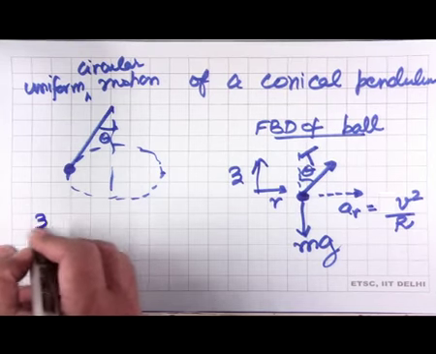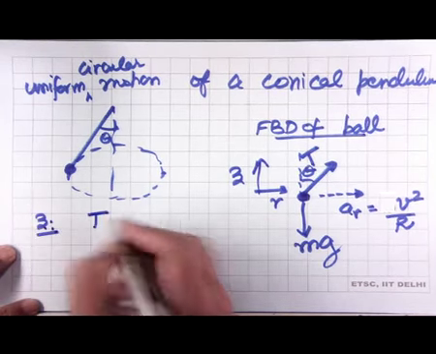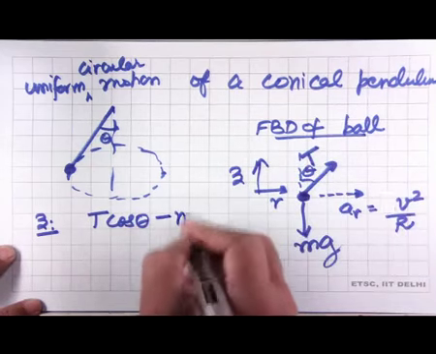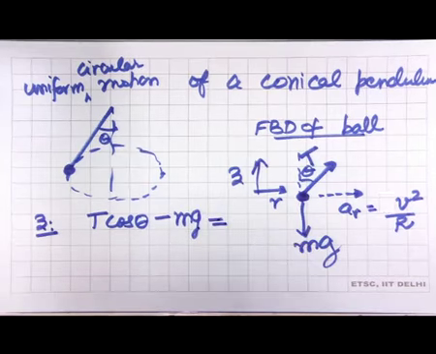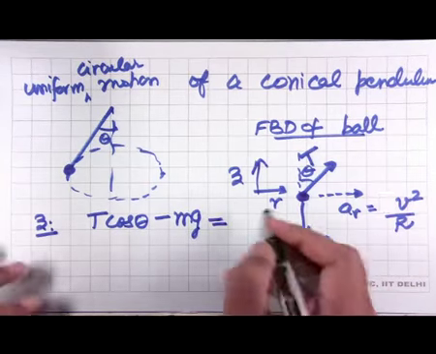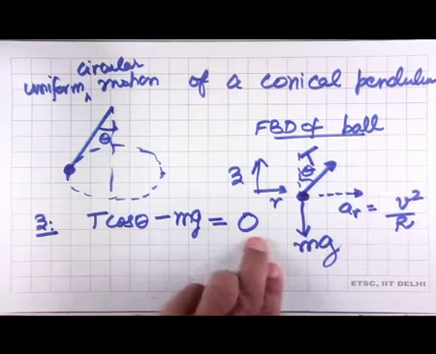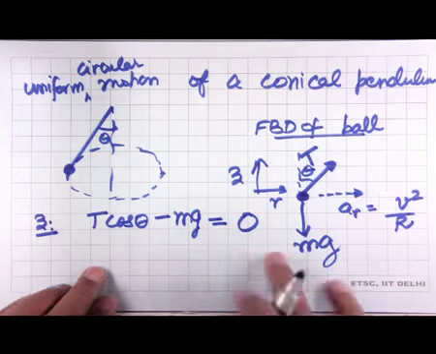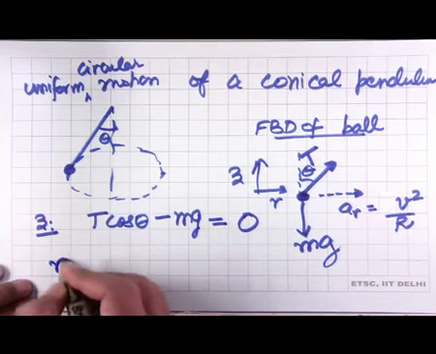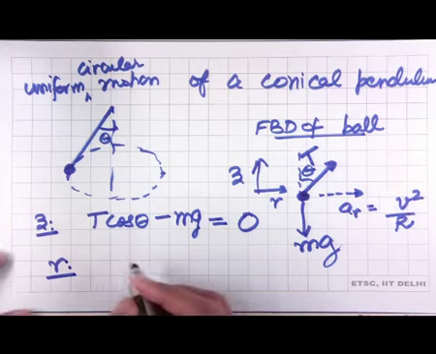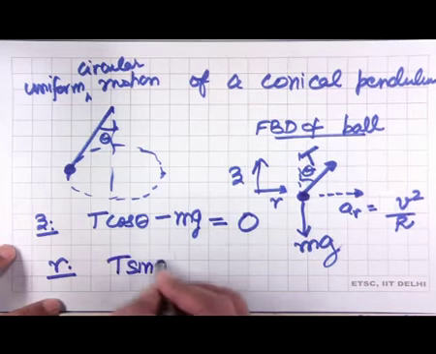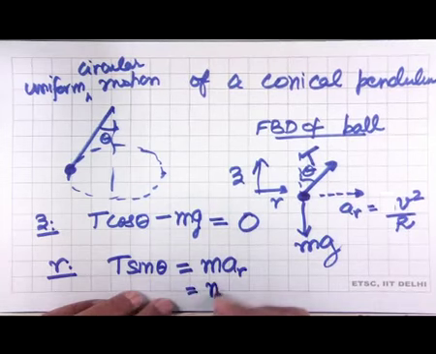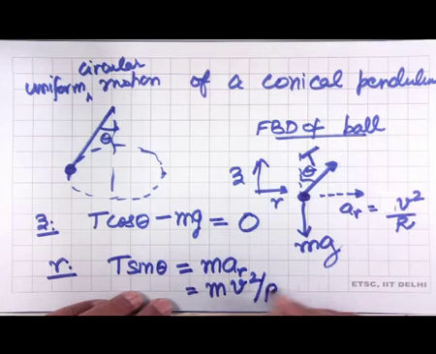In the z direction we have T cos theta, the force by tension, minus mg, and the body is not moving in the z direction at all, so acceleration in the z direction is 0. Newton's law gives us T cos theta minus mg is equal to 0. In the radial direction we have only a single force, T sin theta, and this must be equal to mass times acceleration in the radial direction, so it is equal to m times v square upon r.